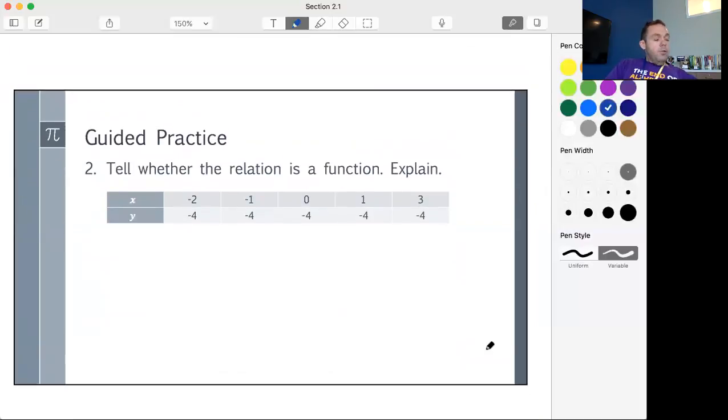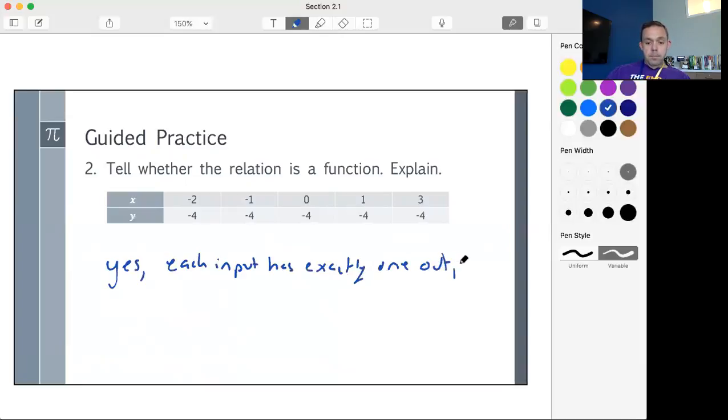All right, guided practice number 2. So what you should have done there is said, yes, this relation is a function, because each input has exactly one output.